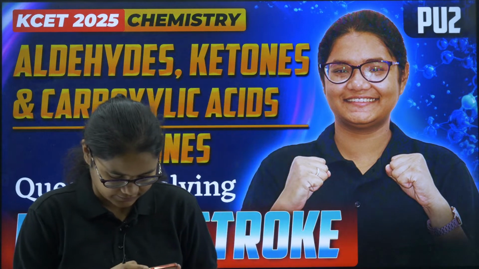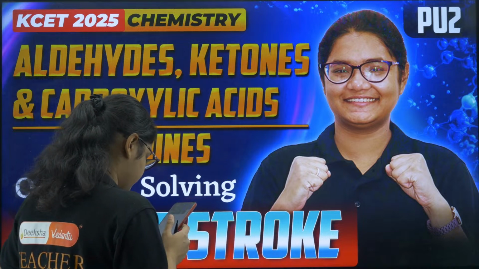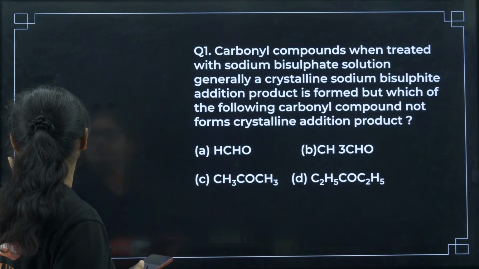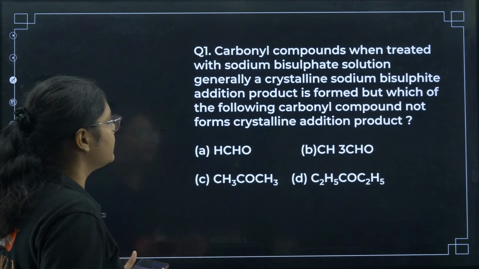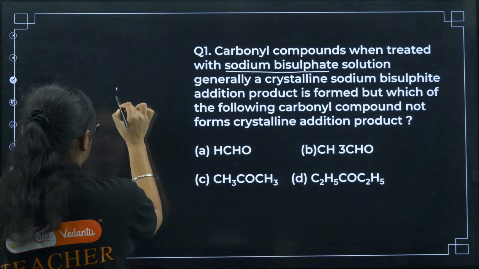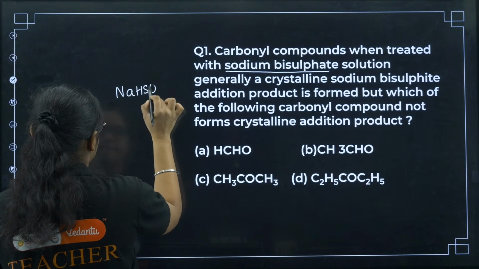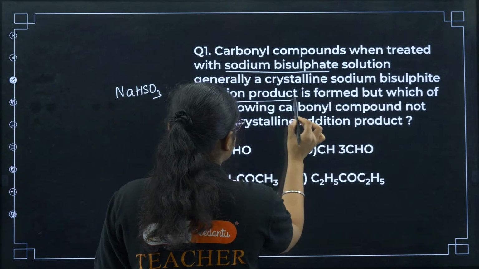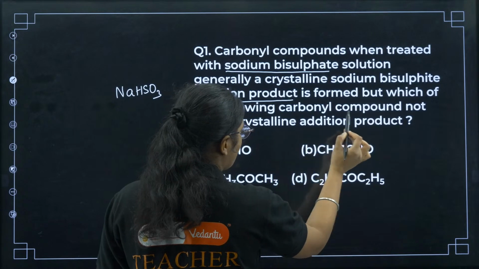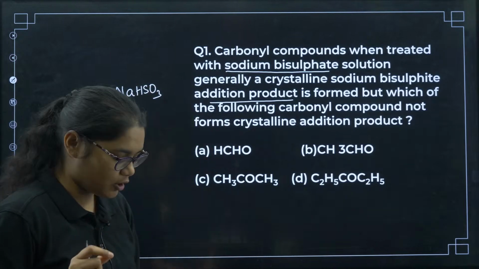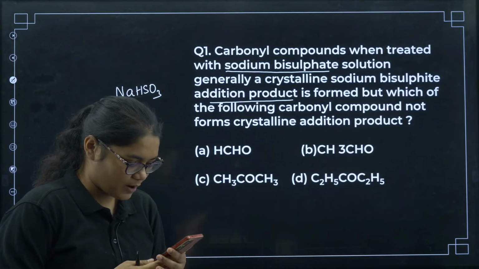Okay, so we can start now. Let's see the first question here. The first question is in front of you, you can answer this one. Carbonyl compounds when treated with sodium bisulfite, NaHSO3, solution, generally a crystalline sodium bisulfite addition product is formed, but which of the following carbonyl compounds does not form a crystalline addition product? Means in which of the following you will not get the addition product? Can you answer this one?